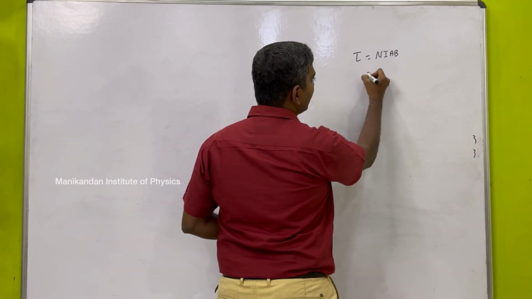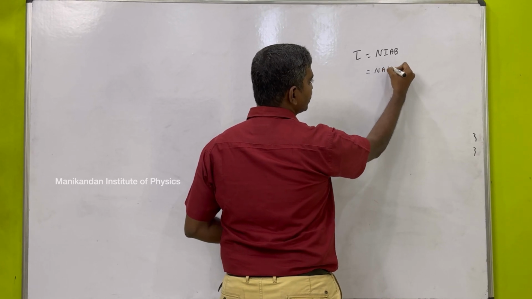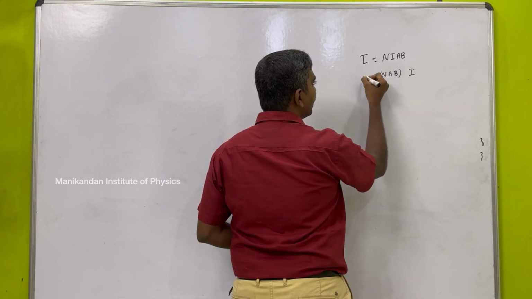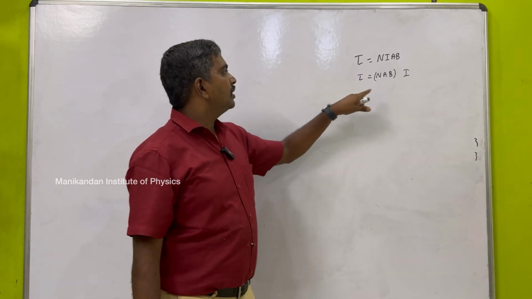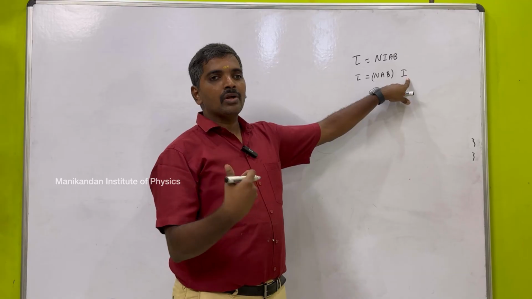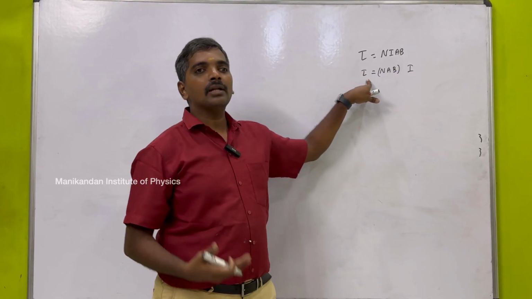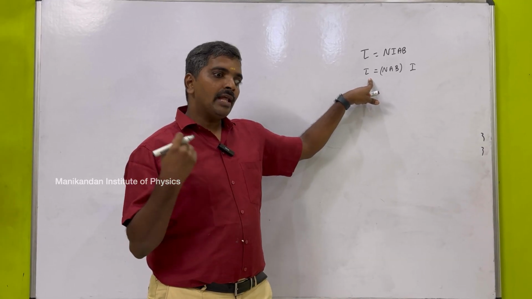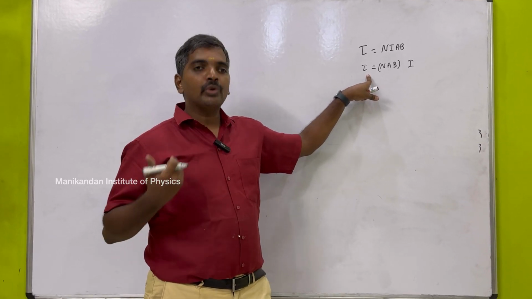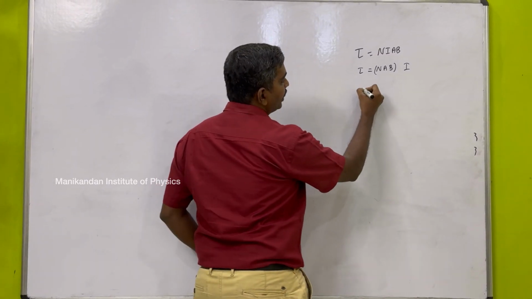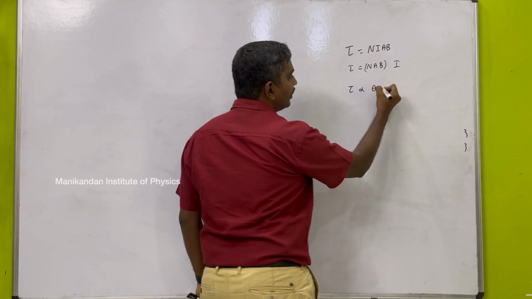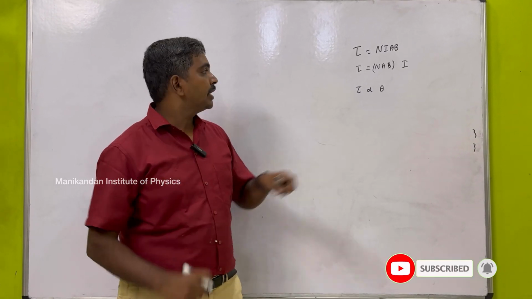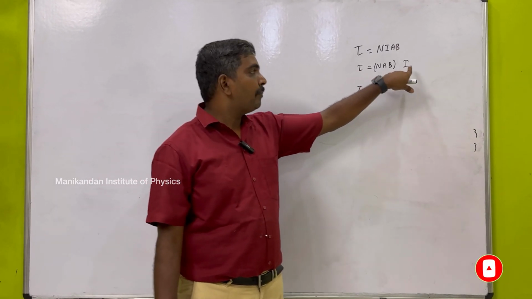Where N is the number of turns, A is the area of cross section, B is the applied magnetic field, and this is my current I. When the applied current to the coil increases, the torque experienced by the coil also increases. If there is a torque, there will be a restoring torque, tau, which is directly proportional to theta. What is theta? Theta is called the angular deflection.